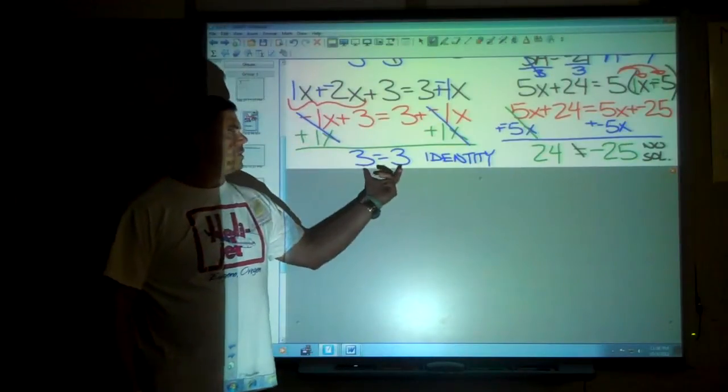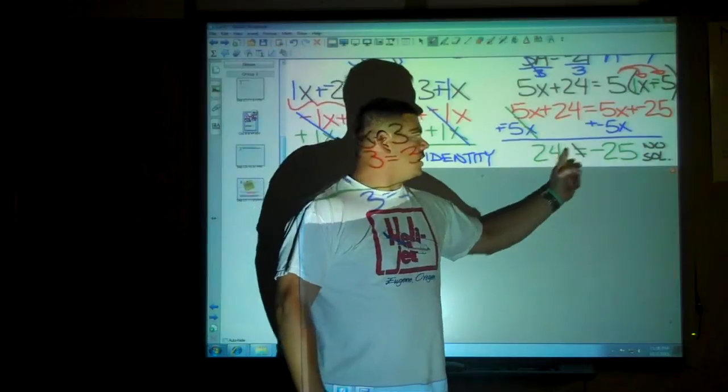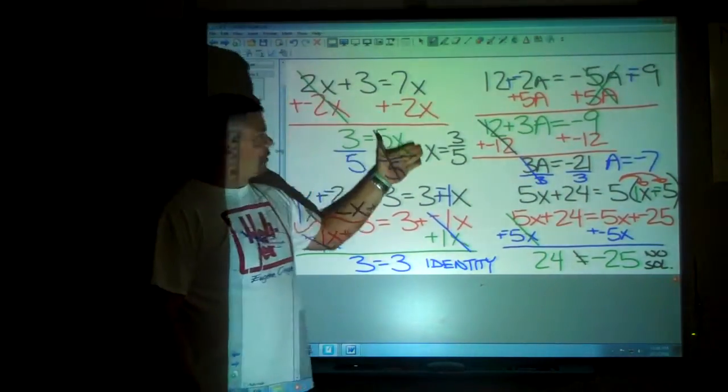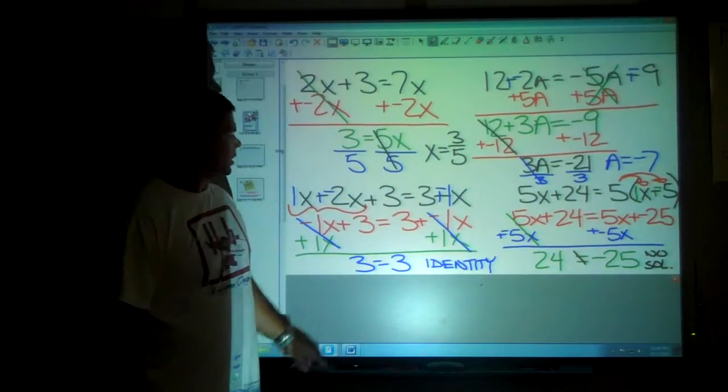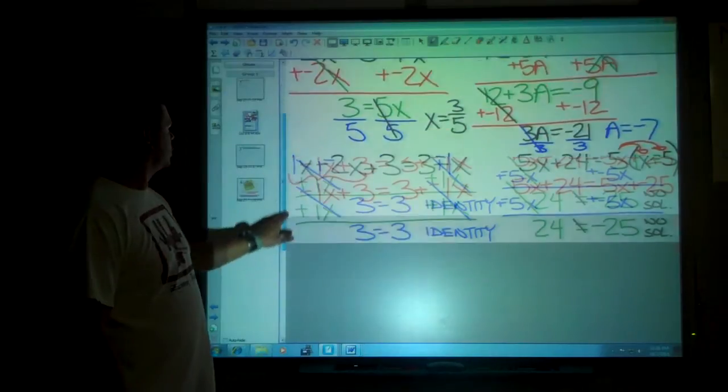So if the variables cancel out and you get a number equals a number, it's identity. If the variables cancel out and you get a number that does not equal another number, it's no solution. And if the variable is still there and it equals a number, it's one solution. So you have one, none, or a ton in terms of your possible solutions.